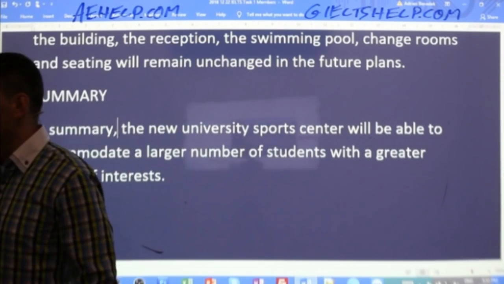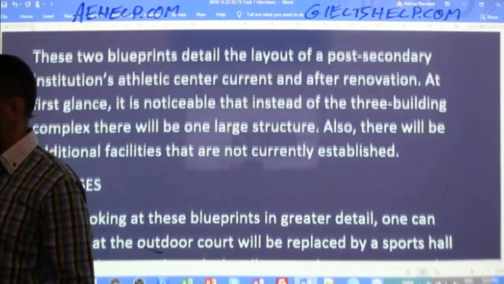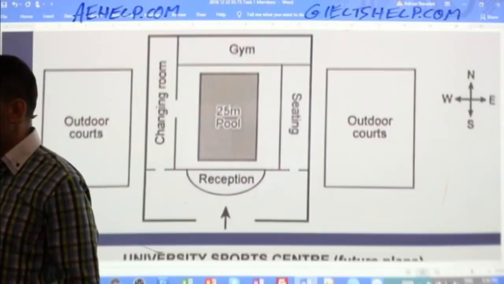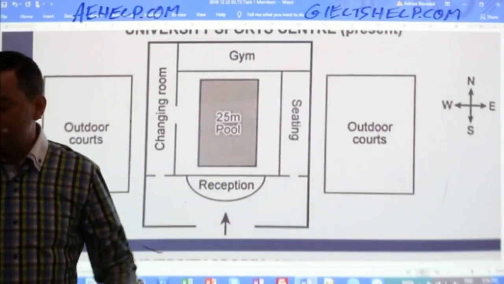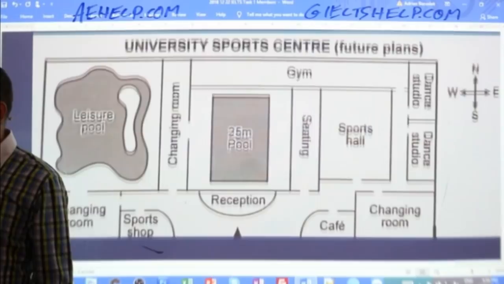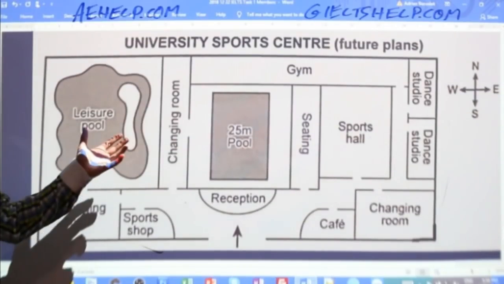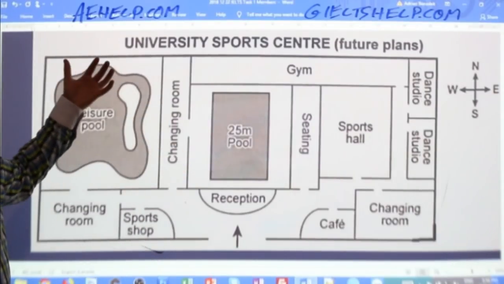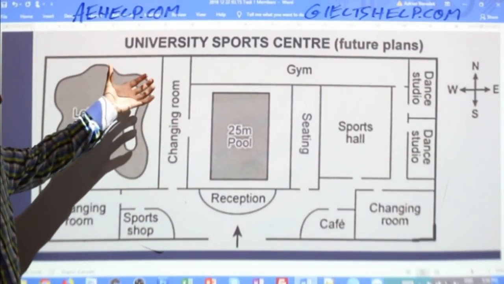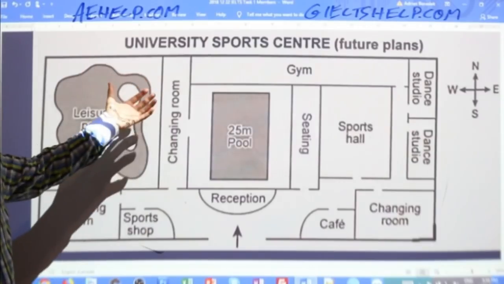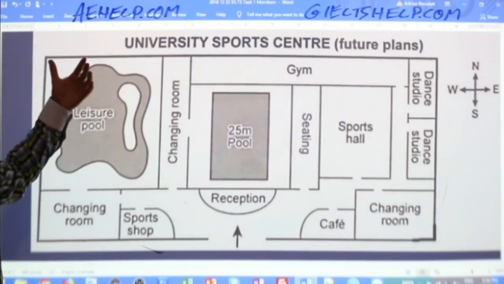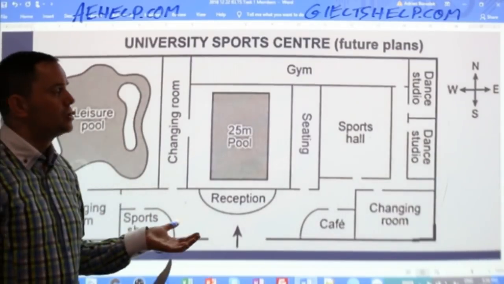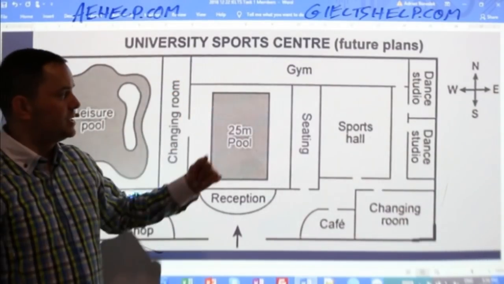Why is this university changing the building structure? So if this is the university's sports center now, and this is the university sports center in the future, why do this? Why spend all this money to make it larger? Okay. Well, probably the university is growing, it's expanding, it needs to accommodate more students. It needs to accommodate students with different needs. So this obviously can do that.